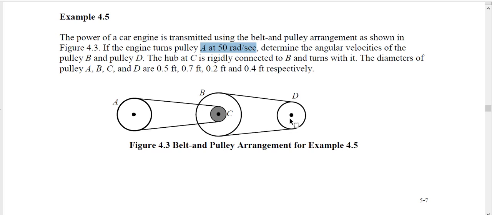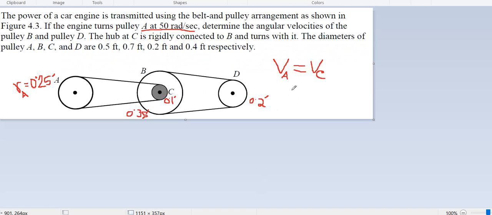Okay, so how to find it? I took this problem in Paint here. So here my radius is known: here the radius is 0.25, here 0.35, here 0.1, here 0.2, and the angular velocity of A is given.